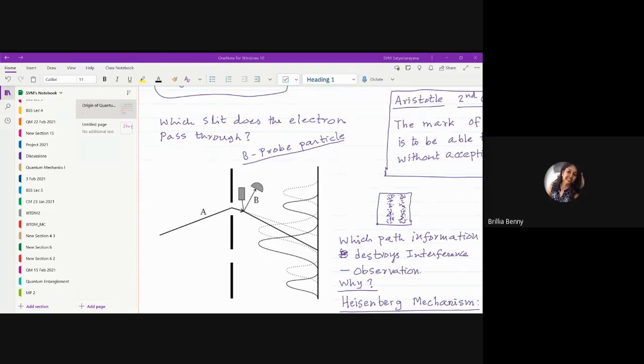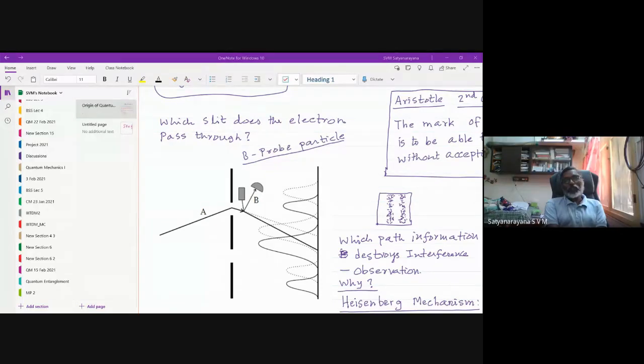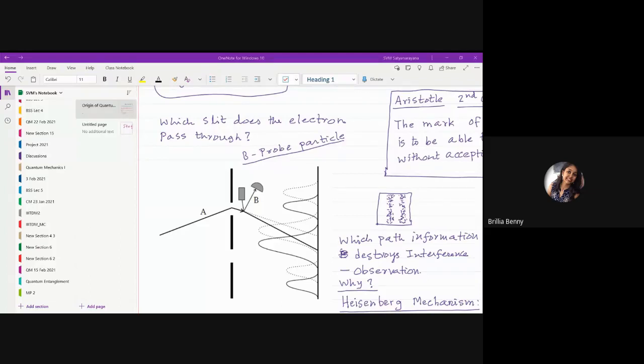Yes, sir. Sir, I have a doubt. Yes. Sir, here we are talking about one electron, right? So one electron will be scattered only in one particular direction by one probe particle. So are we again here considering the probability that it will be scattered in random directions?